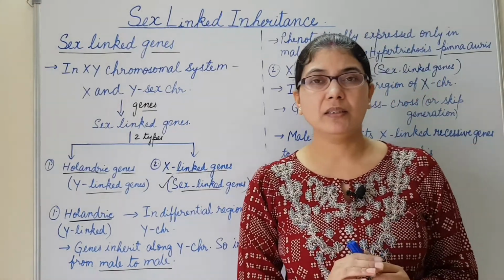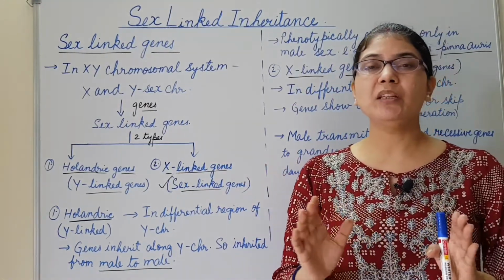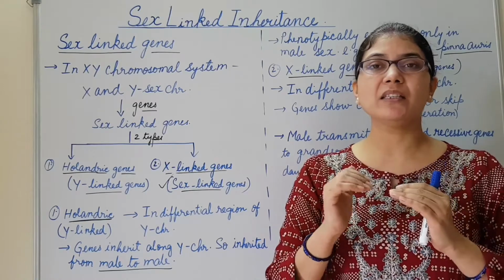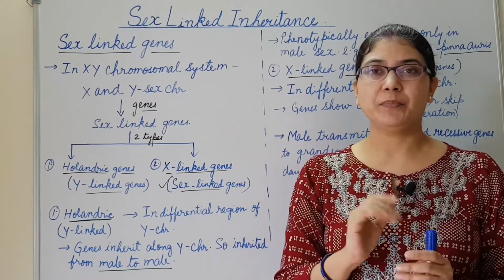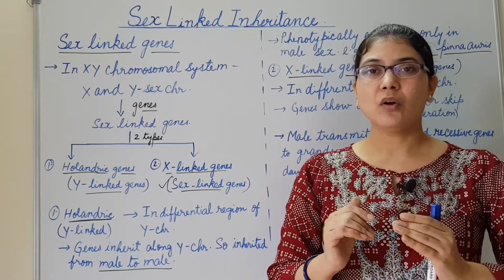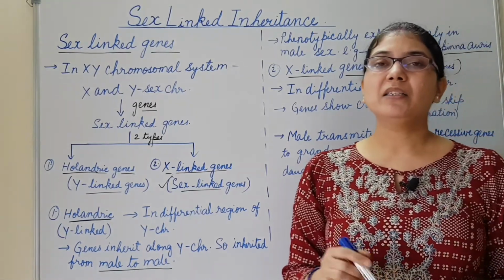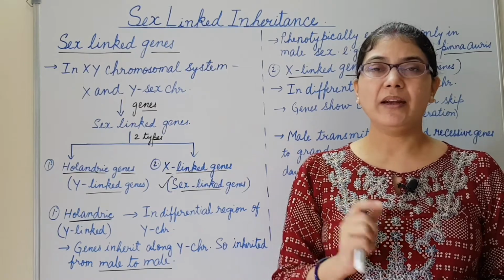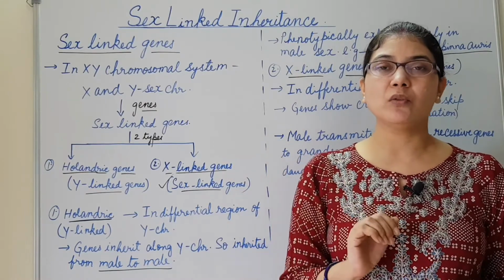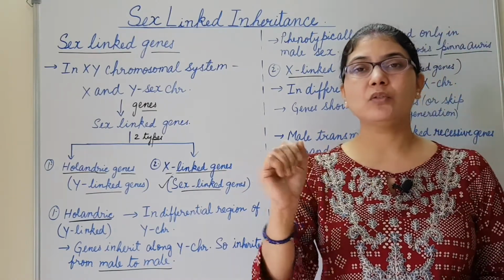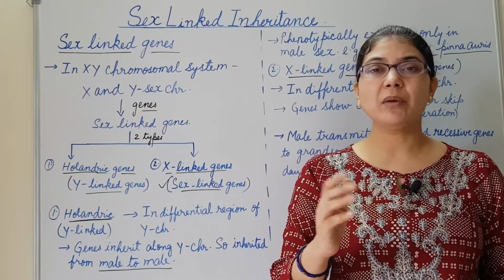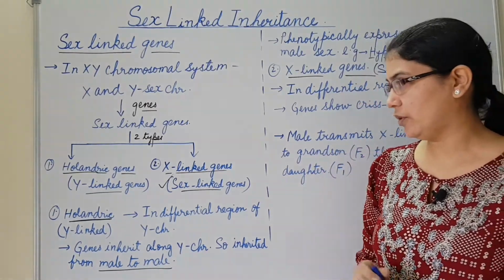We have already seen in the previous video that during meiosis, the pairing of X and Y chromosomes takes place. This does not take place along the entire length, but end to end. That means the entire chromosome is not homologous, but only along the ends, which is known as the pseudo-autosomal region. Only in these regions do pairing and crossing over take place. The remaining region is known as the differential region, which is not homologous. To understand this better, you can refer to my previous video on sex chromosomes and sex determination.